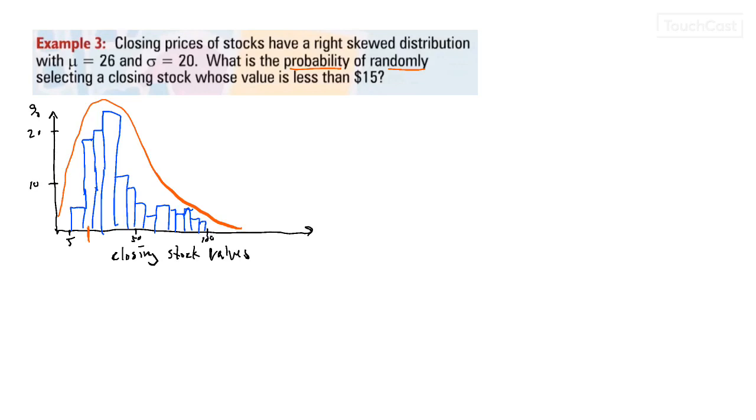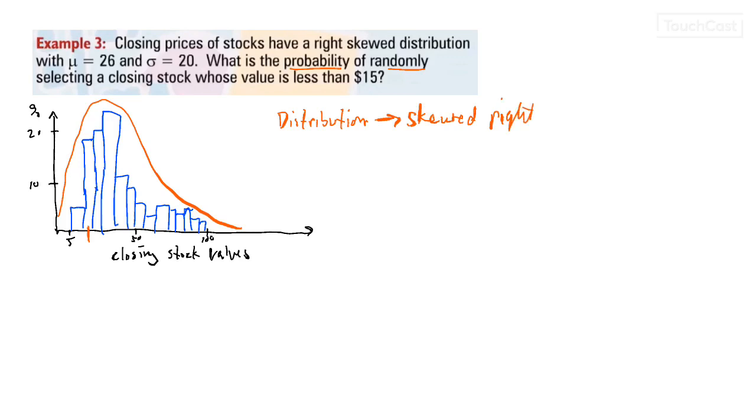So there's a few questions. First of all, what's the distribution of the closing stock prices? Well, we know that the distribution is skewed. And it's skewed right.